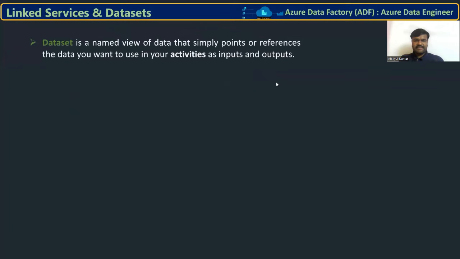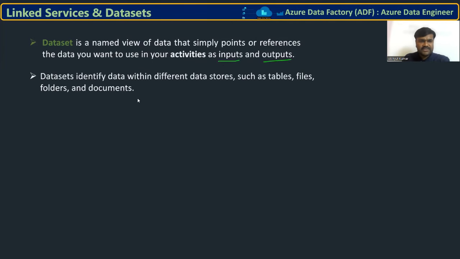So a linked service is just a connection to a data store. But on top of that, by using that linked service within that data store, which specific object you want to access, that is what you are going to use as an input or output, right? So that is what actually a dataset is. Datasets identify data within different data stores. That may be a table or file, very importantly, or folders also, or documents.